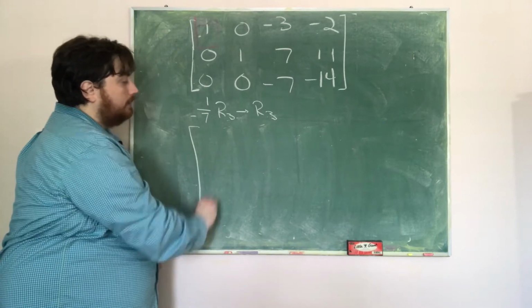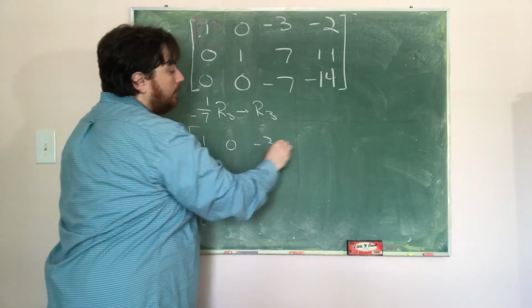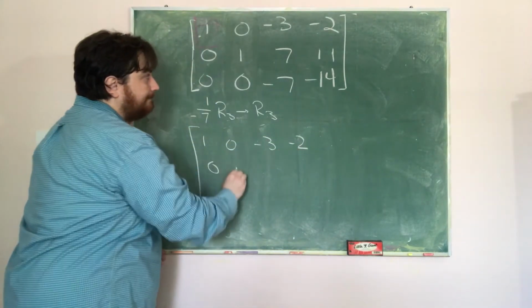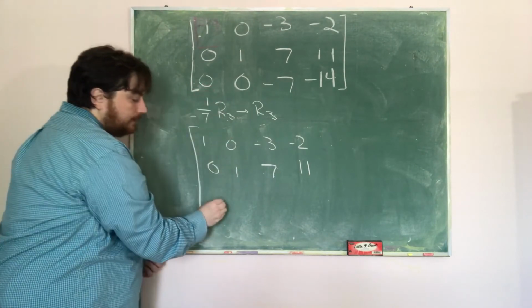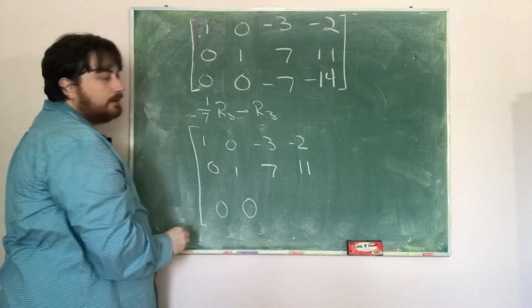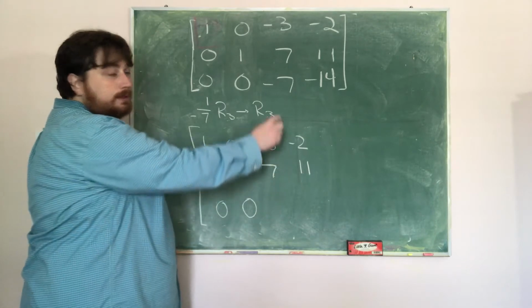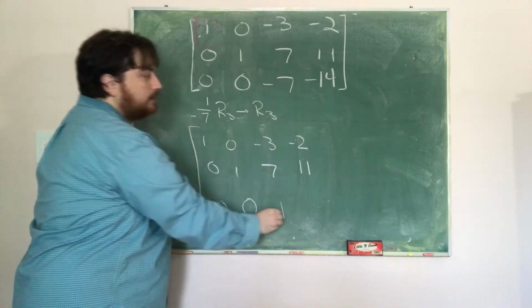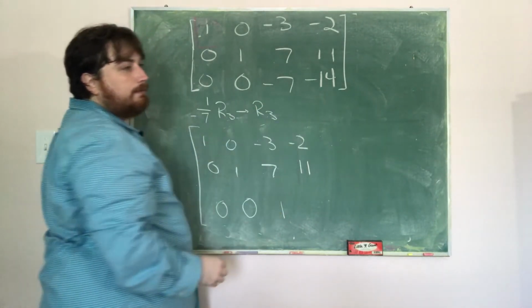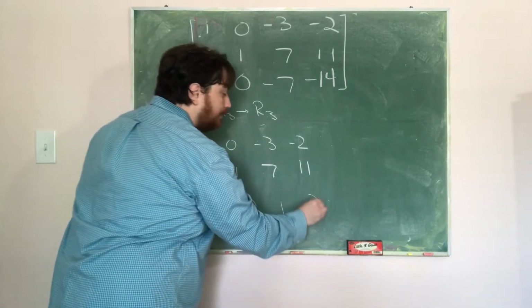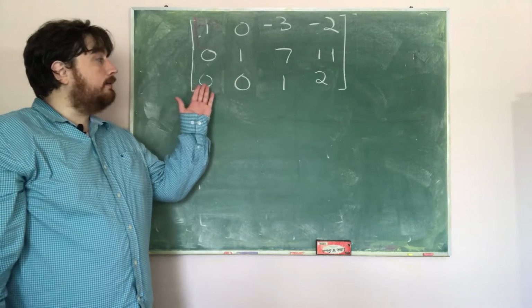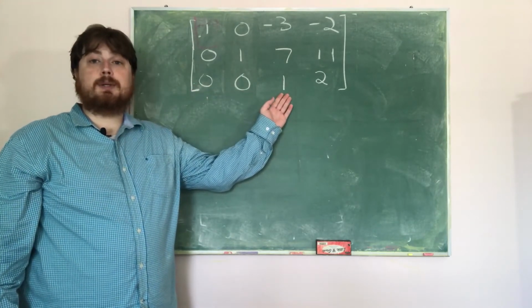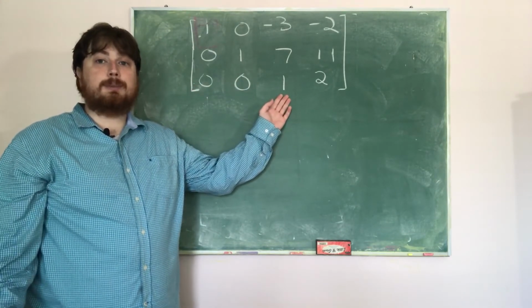So if I do that, the first and second rows are going to stay the same. And now the third row is going to be -1/7 times 0 is 0. -1/7 times 0 is 0. -1/7 times -7 is +1. And -1/7 times -14 is +2. So now we've turned the leading non-zero number in the third row into a 1, so we want to turn everything else in that column into a 0.